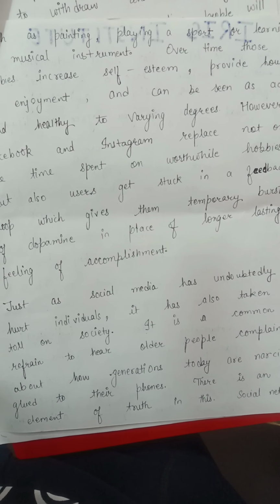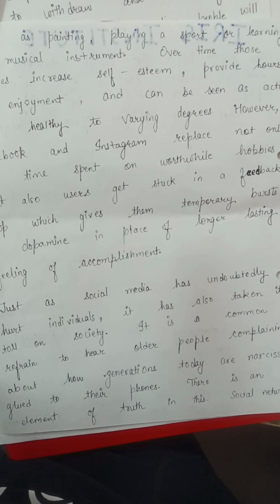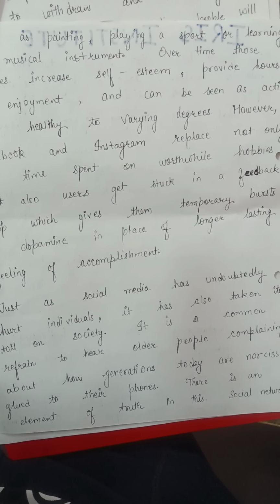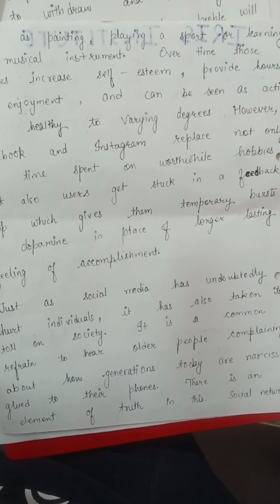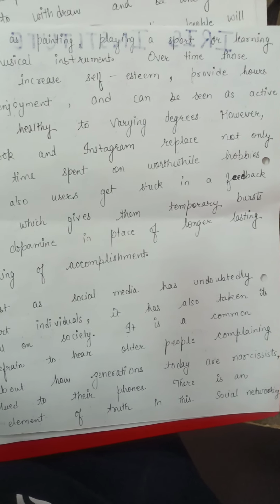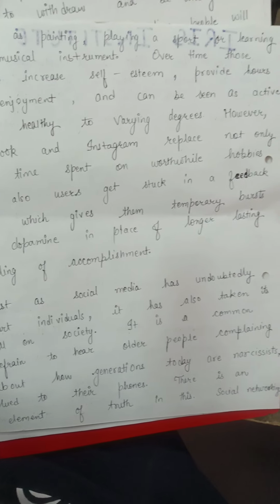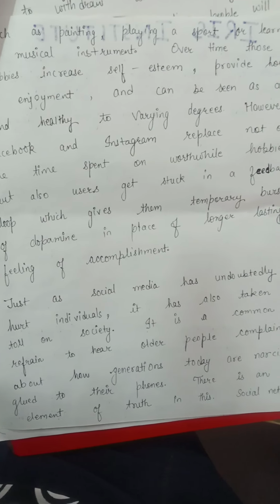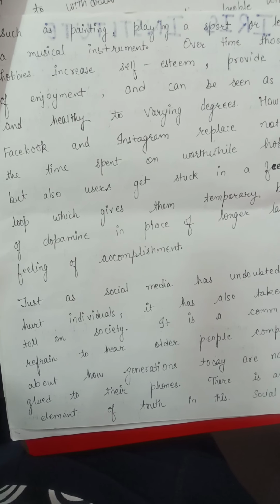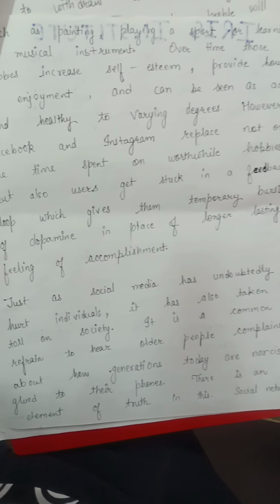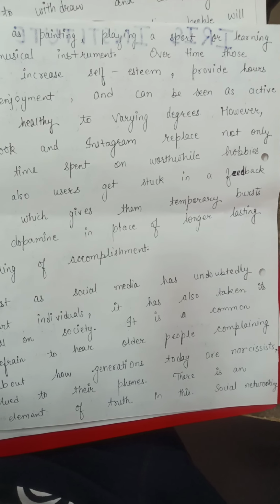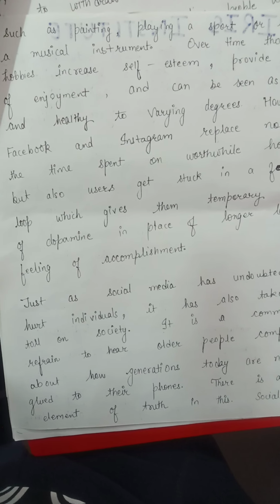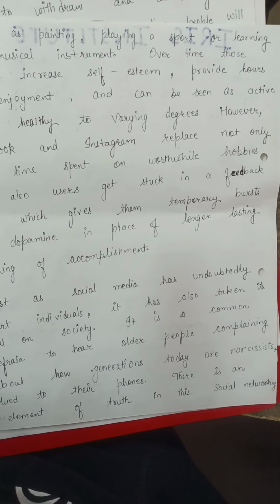So first it was the idea, then I went to the past, and now I am explaining that from the past, those hobbies made us really healthy. Now come to the present. Yes, come to the present and write: however, Facebook and Instagram replace not only the time spent on worthwhile hobbies, but also users get stuck in a feedback loop which gives them a temporary burst of dopamine in place of a longer lasting feeling of accomplishment.